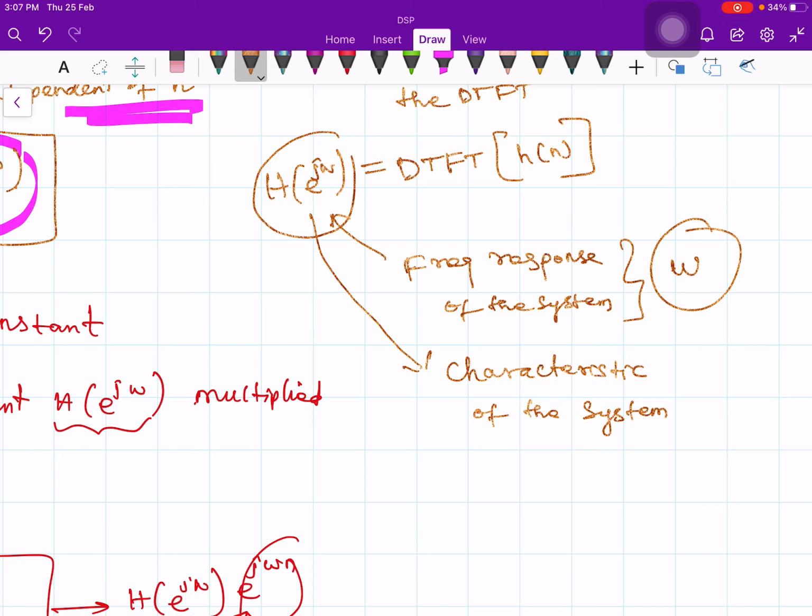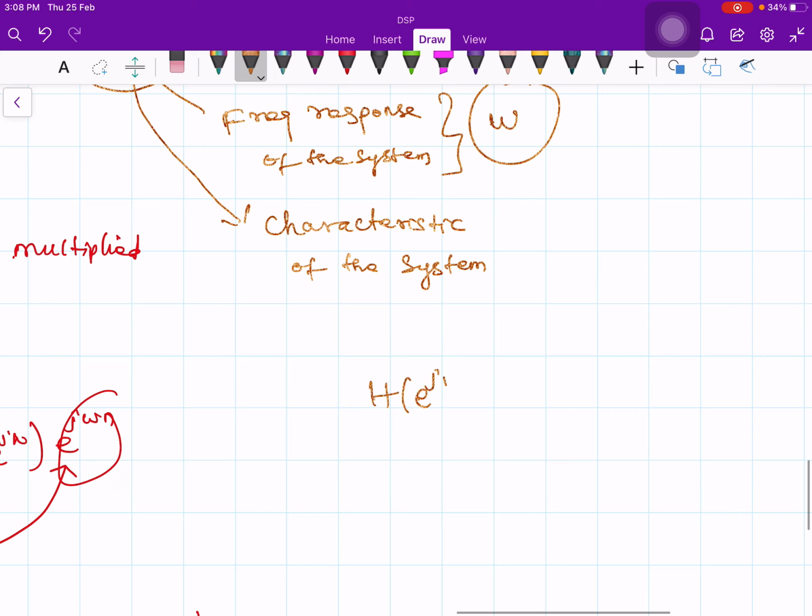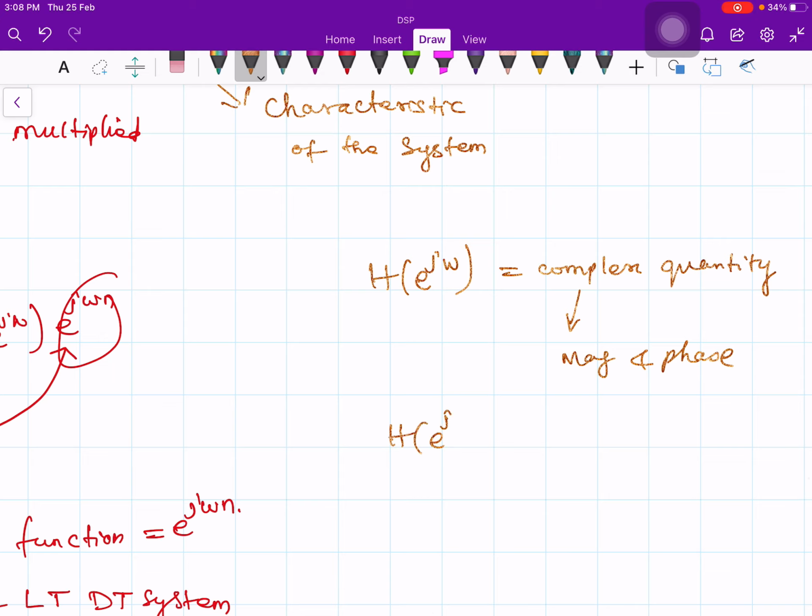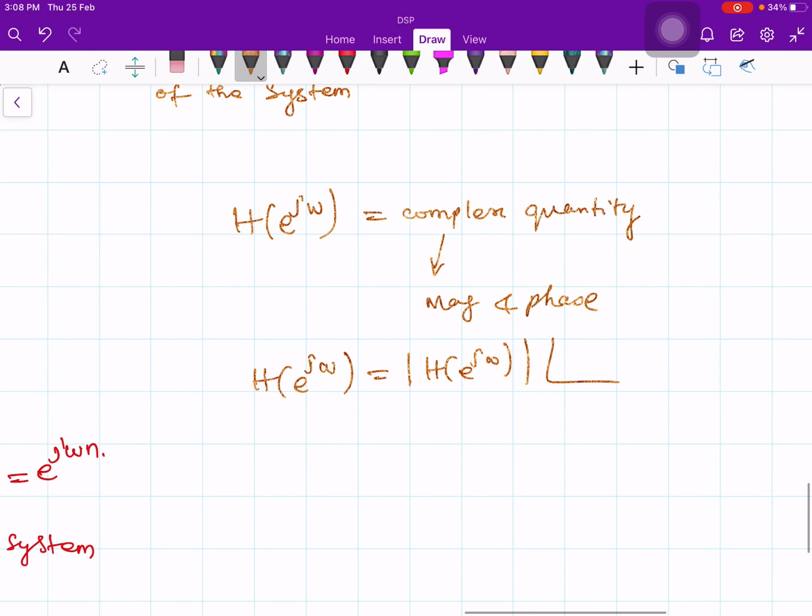It shows the complete frequency behavior of the system, and in general H of e to the j omega will be a complex quantity. Sometimes it may be real and sometimes complex, but in general it is complex. Whenever you deal with a complex quantity, it can be written in terms of magnitude and phase function. So capital H of e to the power j omega can be written as its magnitude times e to the j times its angle, the phase angle of H of e to the power j omega.